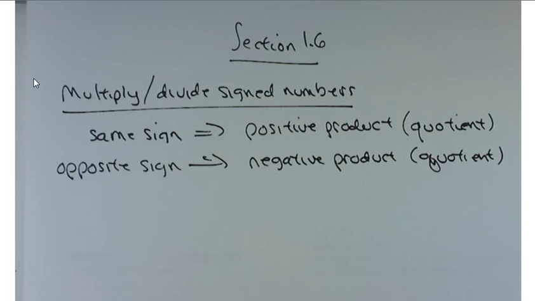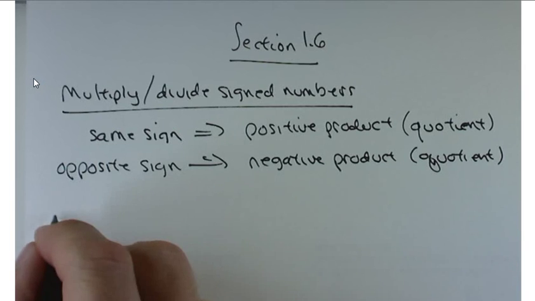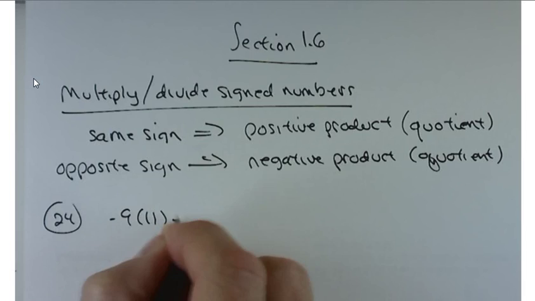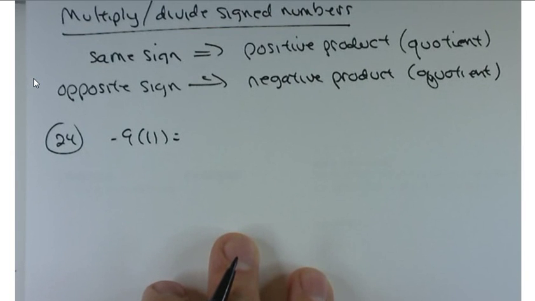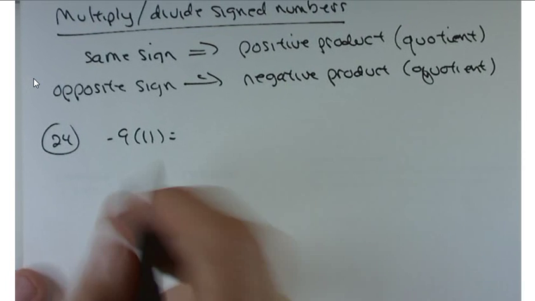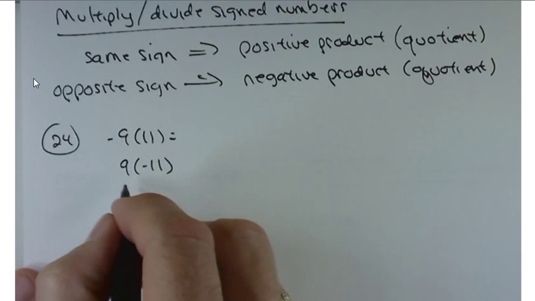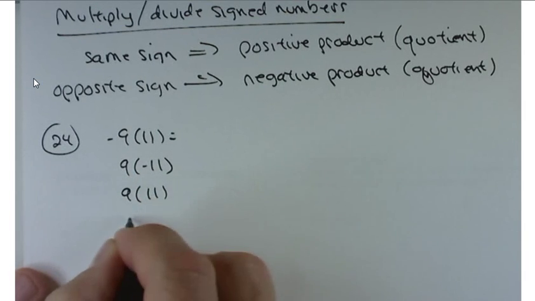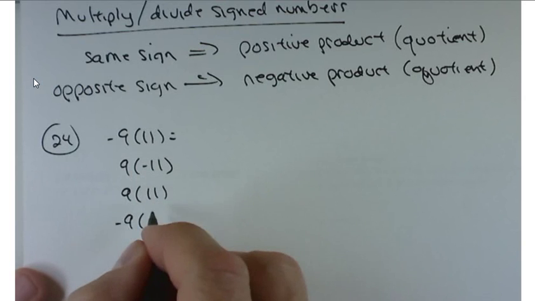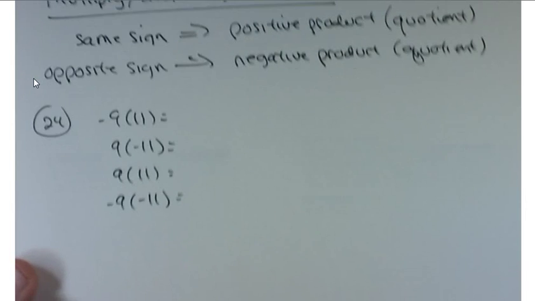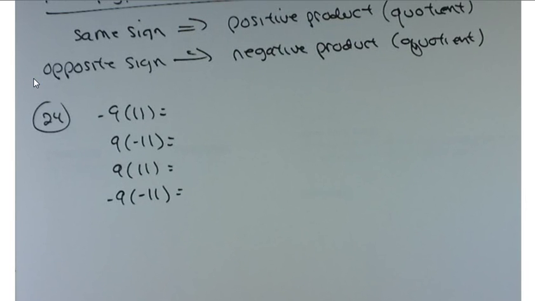Okay, so let's do a couple examples, starting with problem number 24. And right away, I'm going to turn these into more of what I call a Jeff problem. We've got negative 9 times 11, but let's add to that. Let's do 9 times negative 11, 9 times 11, and negative 9 times negative 11. So several different possibilities.